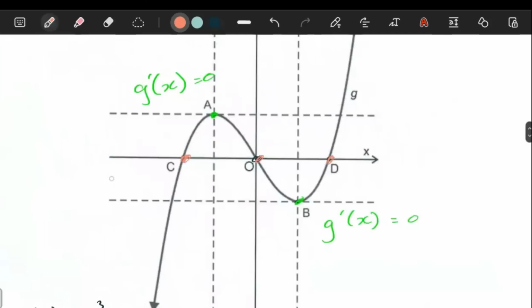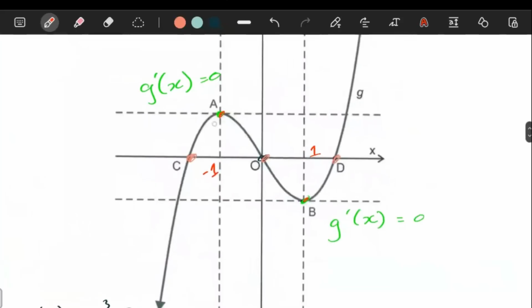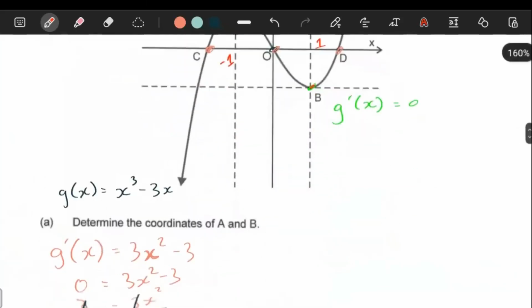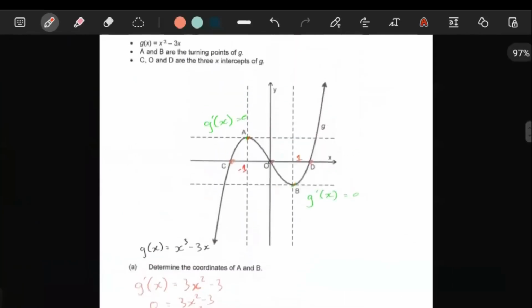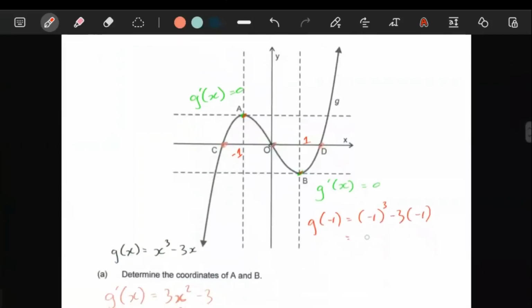So obviously what that means is this side is a plus 1, and this side is a minus 1. Since they want the actual coordinates, you're going to put negative 1 and 1 into the equation of your graph of G and find the y value. So in the graph of G, let's put in a -1. That's -1 to the power of 3, which is -1, minus 3 times -1, so -1 plus 3. This is a 2.